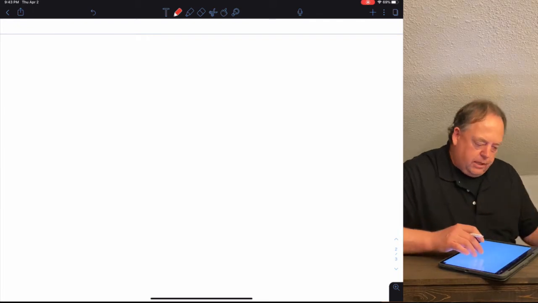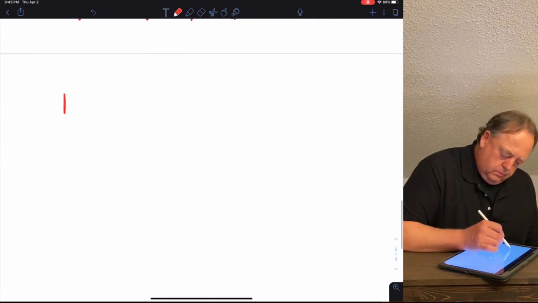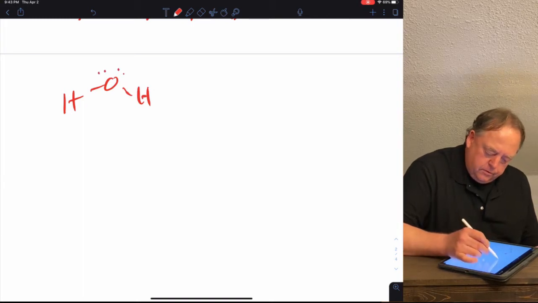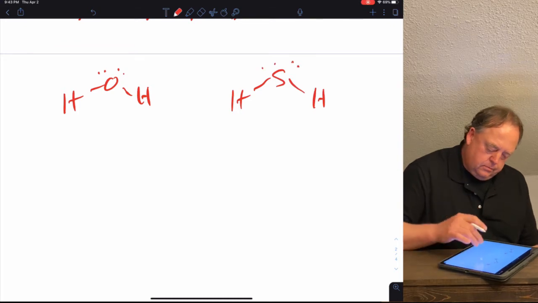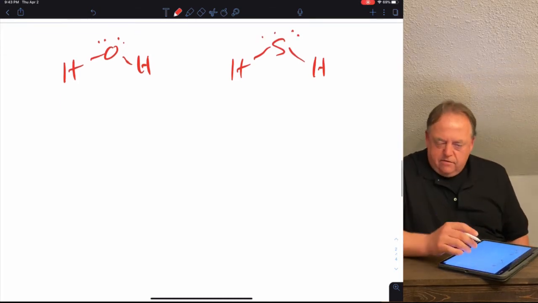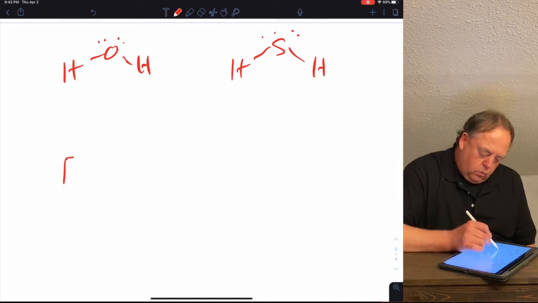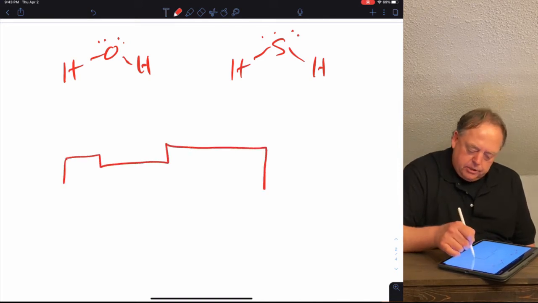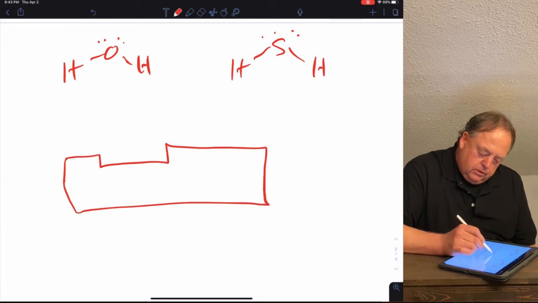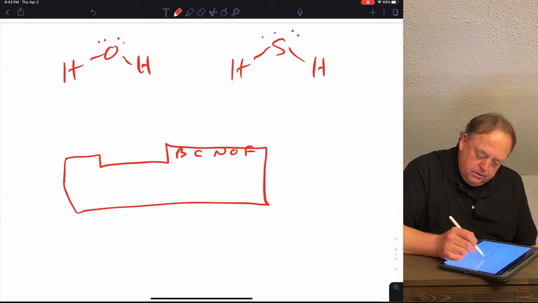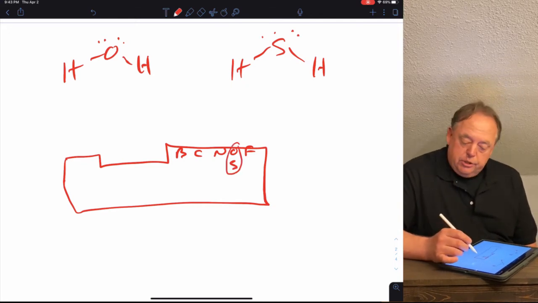Okay, a couple more examples. About H2O versus H2S. Which will have a higher boiling point? Well, first of all, where's sulfur in the periodic table compared to oxygen? So boron, carbon, nitrogen, oxygen, fluorine. Sulfur is right below oxygen on the periodic table. So which is more electronegative?